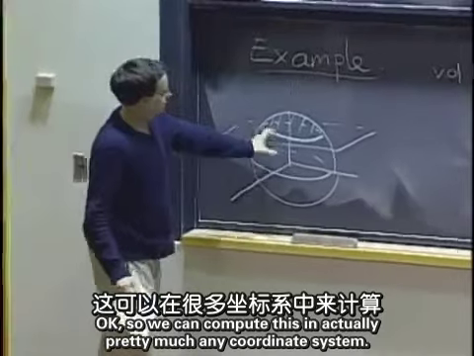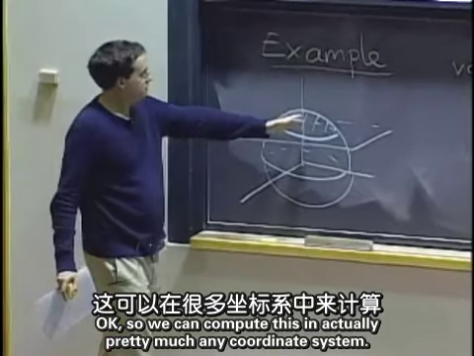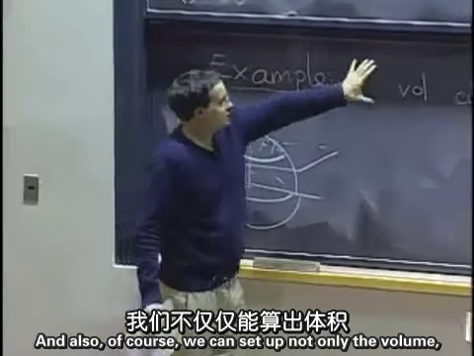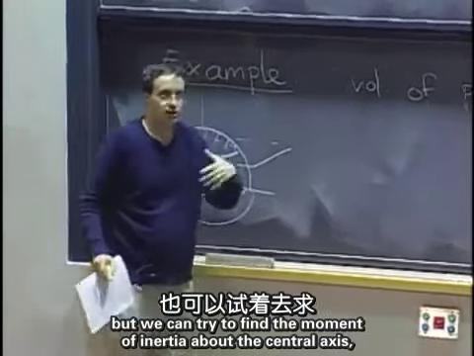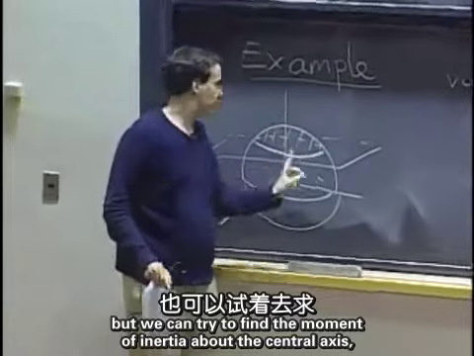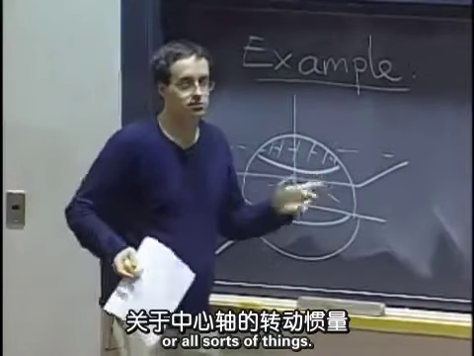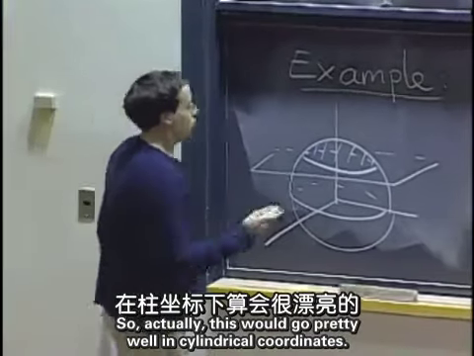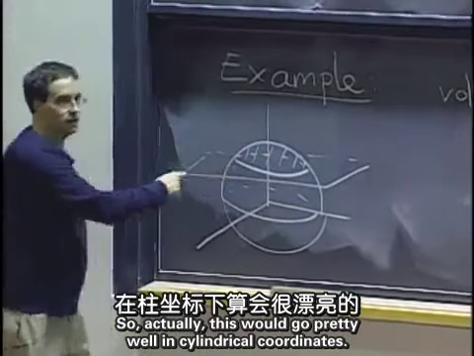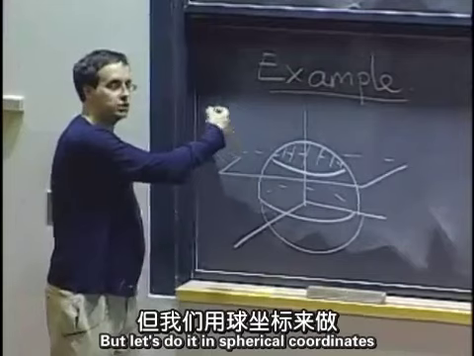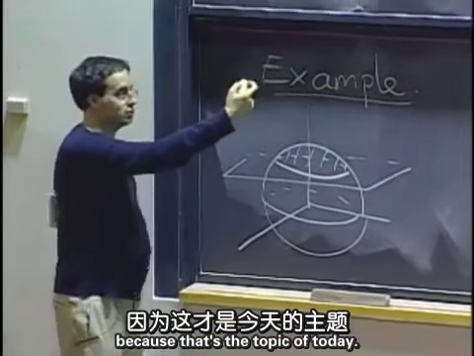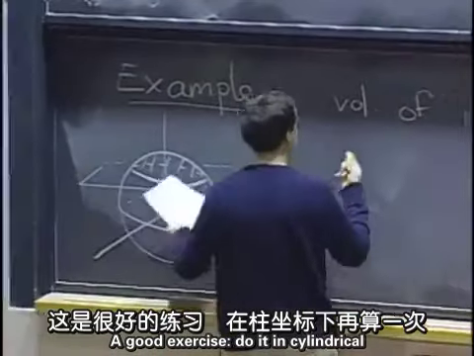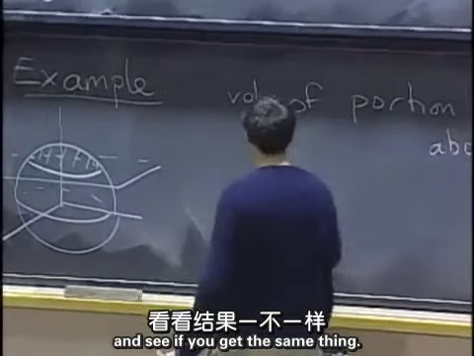Okay, so we can compute this in actually pretty much any coordinate system. And also, of course, we can set up not only the volume, but we can try to find the moment of inertia about the central axis or all sorts of things. But I'm just doing volume for simplicity. So actually, this would go pretty well in cylindrical coordinates, but let's do it in spherical coordinates because that's the topic of today. A good exercise: do it in cylindrical and see if you get the same thing.